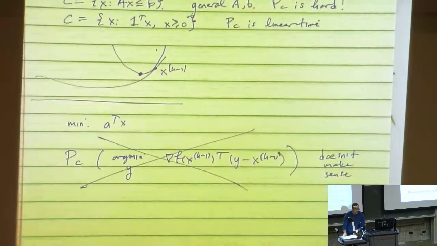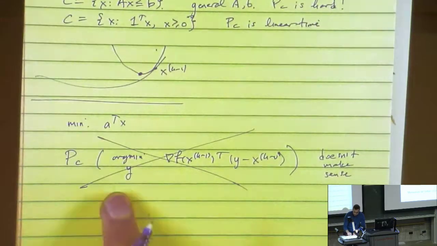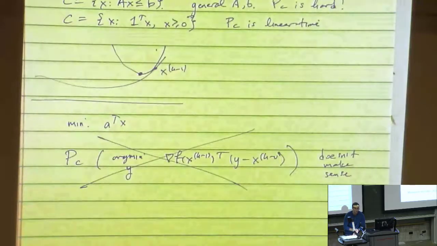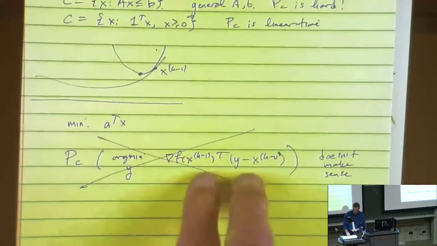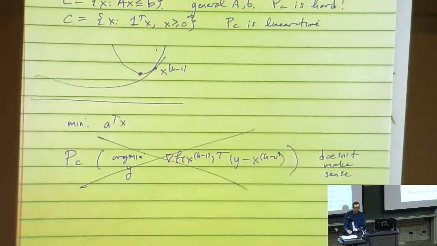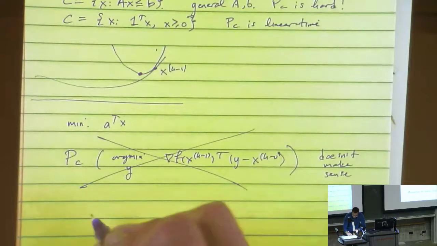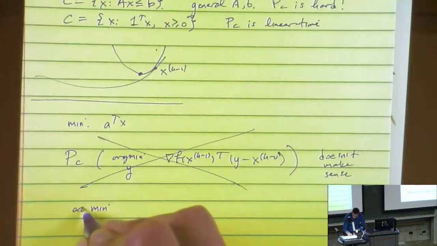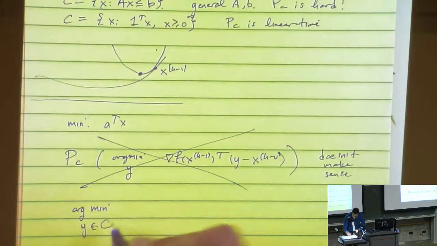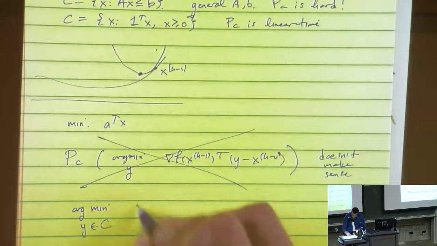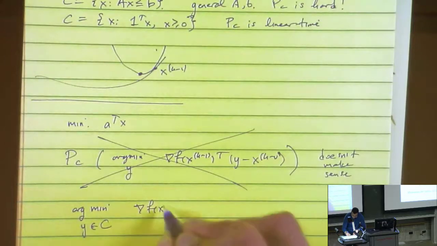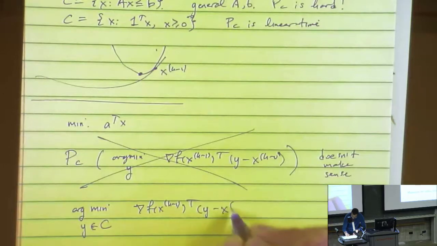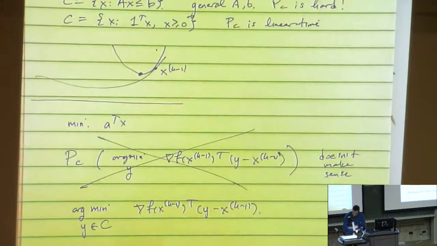What Frank and Wolfe thought to do, which I think is very clever, is just to minimize this linear function over the constraint set. So don't do it in two steps. Don't make a linear expansion, then project. Just minimize the linear expansion over the constraint set. So just take the argmin over all y in the constraint set C of this linear approximation to our function.